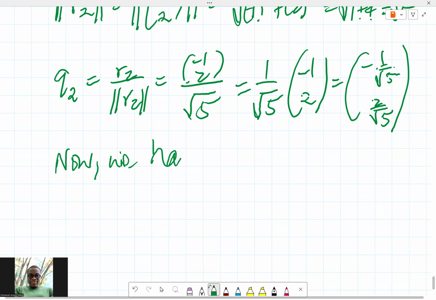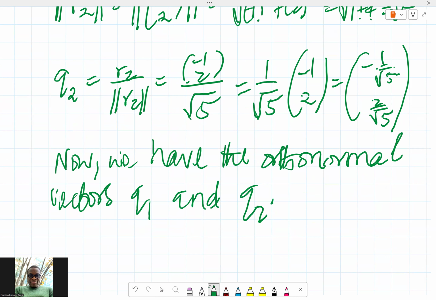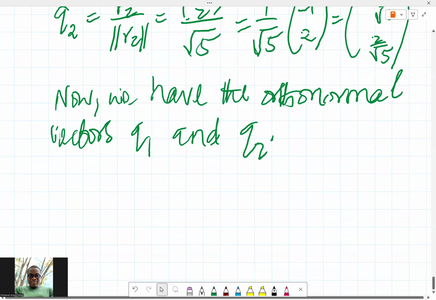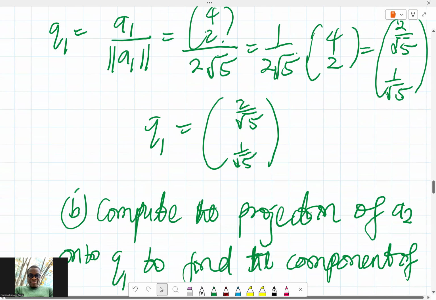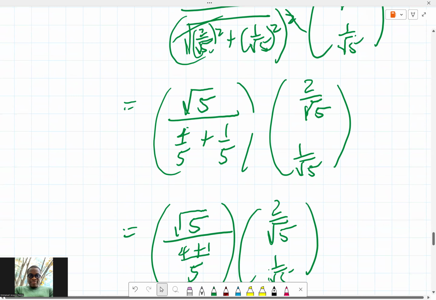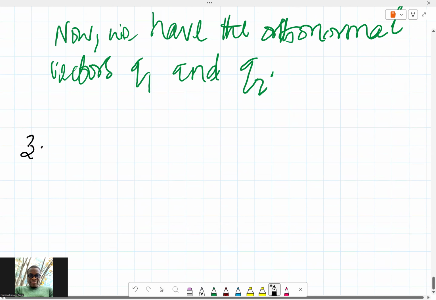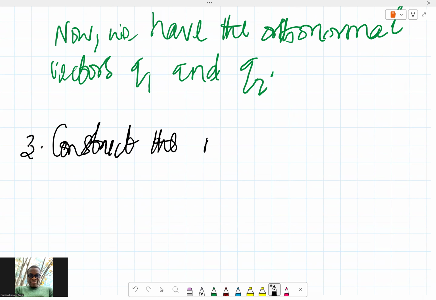Now we have the orthogonal vectors. The orthogonal vectors are actually Q1 and Q2 that we have found. So everything we've been doing is sub step 2 under step 1. So we go back to sub step 3 under step 1. Okay, so that is 3 now. So here we now want to construct the matrix Q. And we already have an idea what that should be, right?